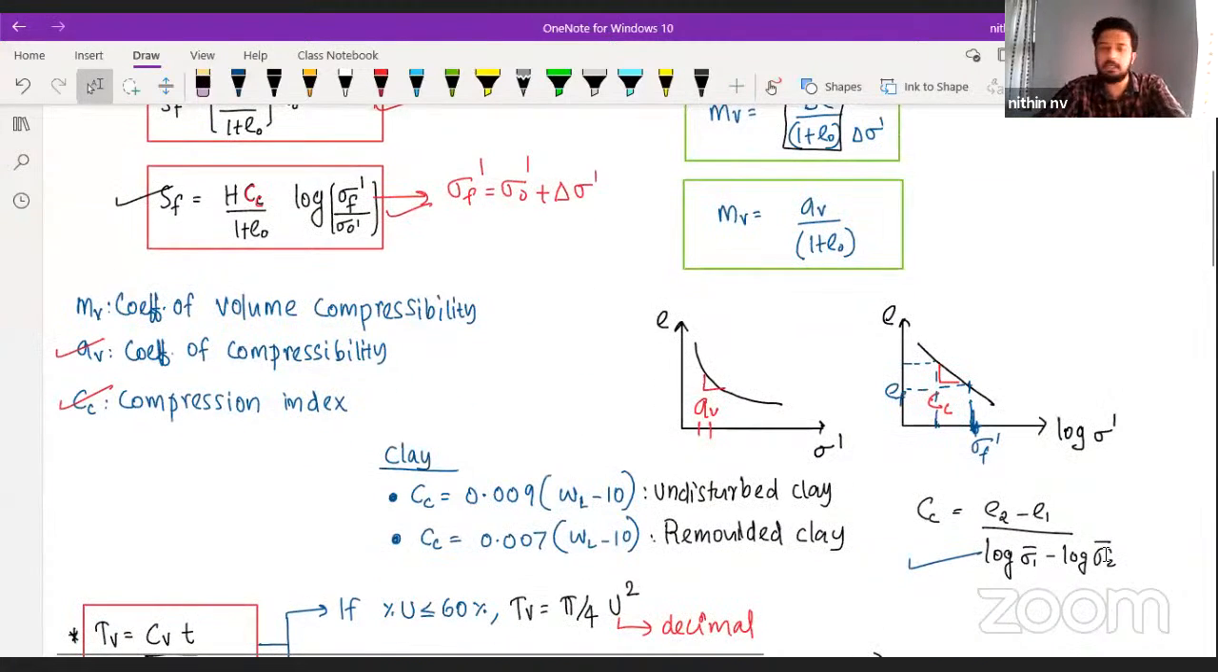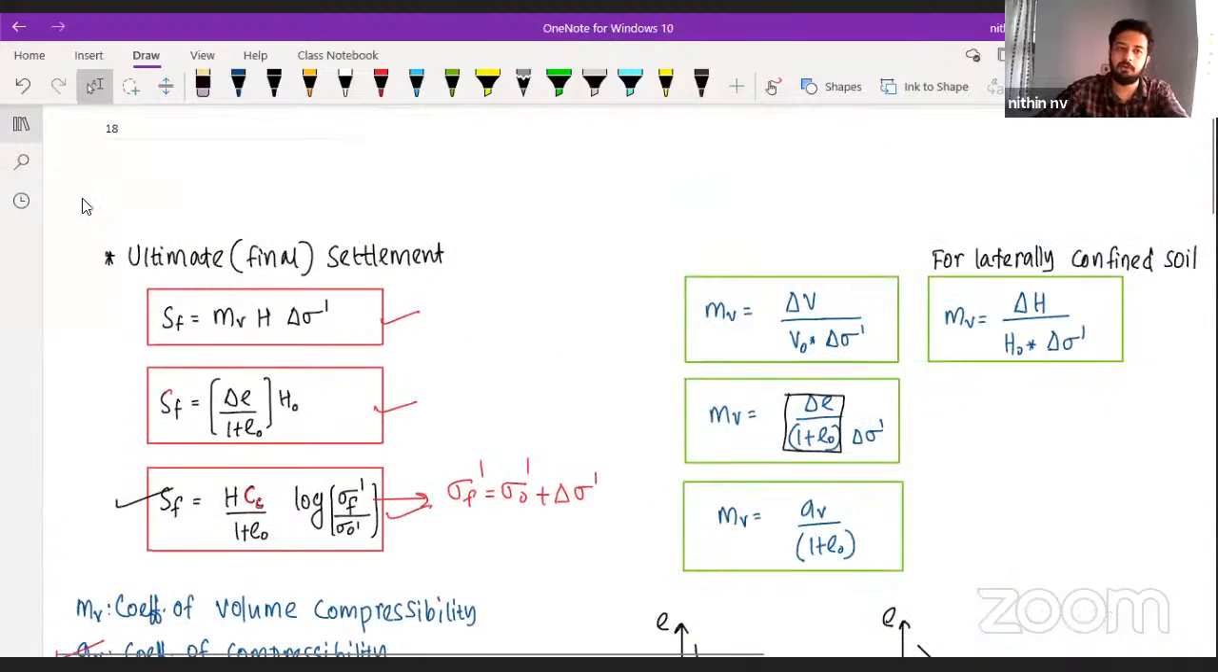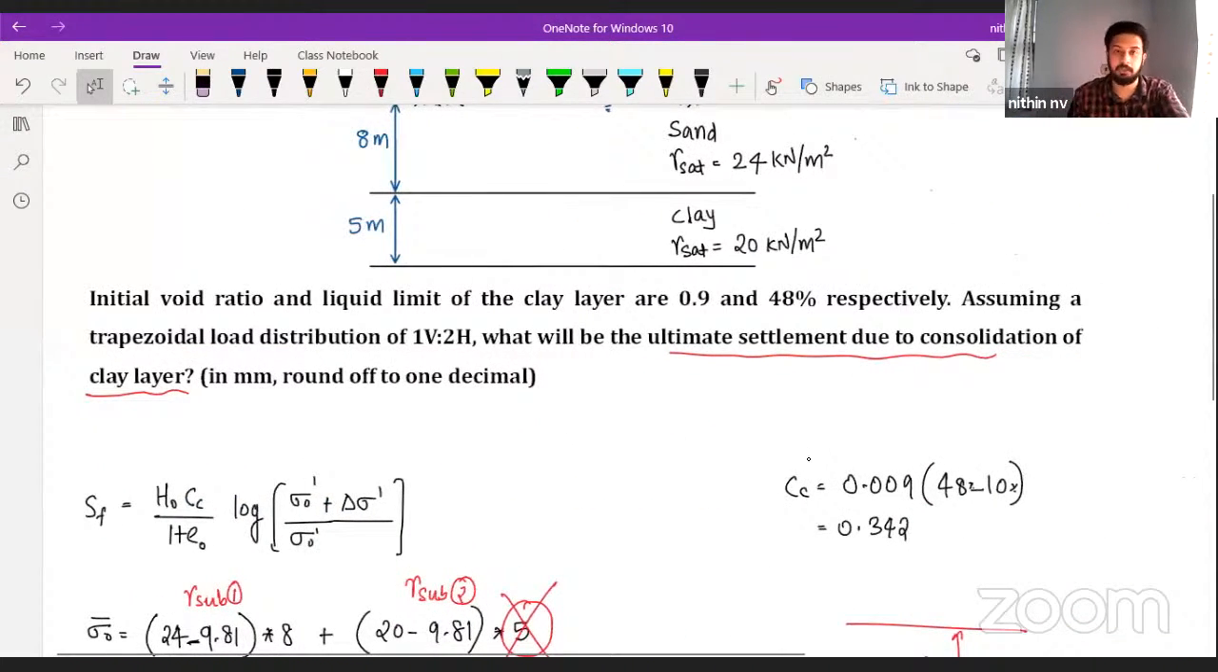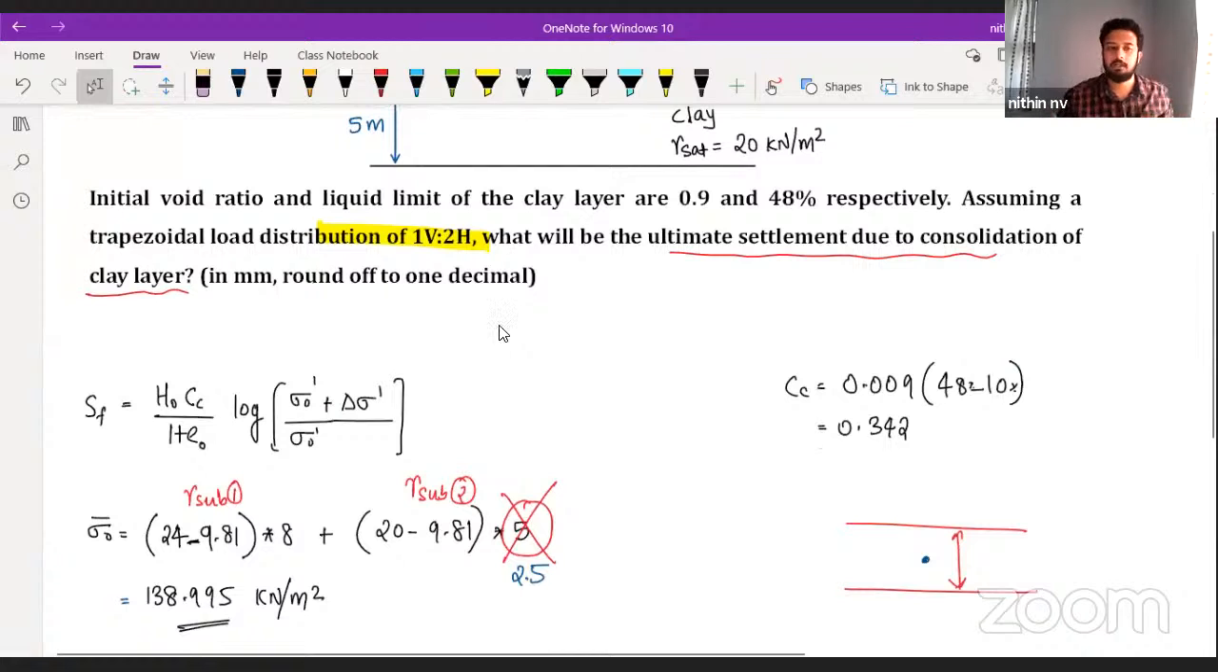Okay, so here this is also not available. They have not given any final void ratio. Then what can we do? They have given a next hint: some load distribution. Why are they giving this? Because they don't want to give the final void ratio, or they don't want to give you the extra effective stress, the increased effective stress. They want us to know this concept.